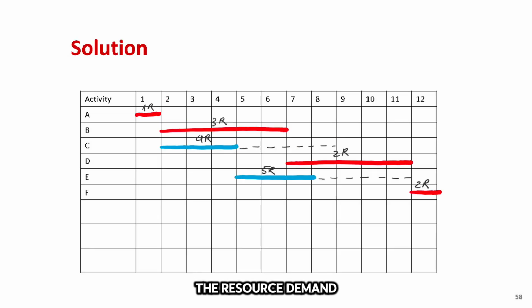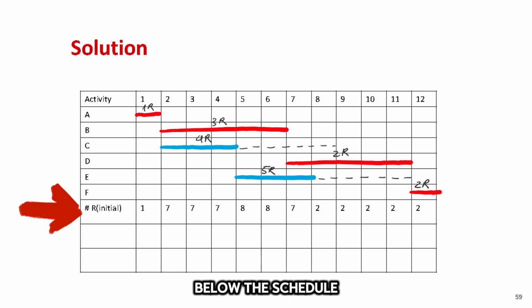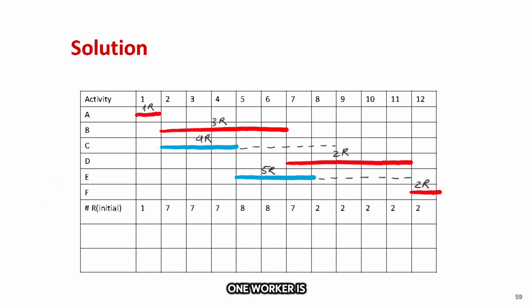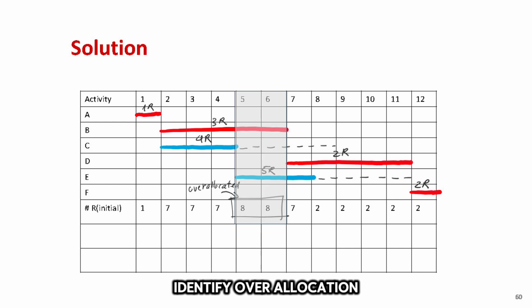First, you calculate the resource demand for each day along the project timeline and record it in a row below the schedule. For example, on day 1, 1 worker is needed for activity A, while on day 2, a total of 7 workers are required, 3 for B and 4 for C.